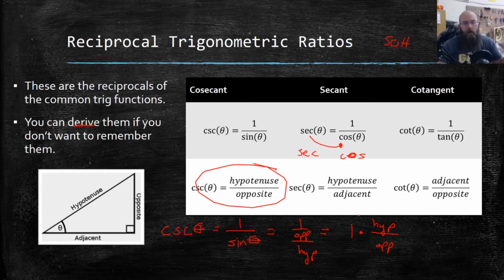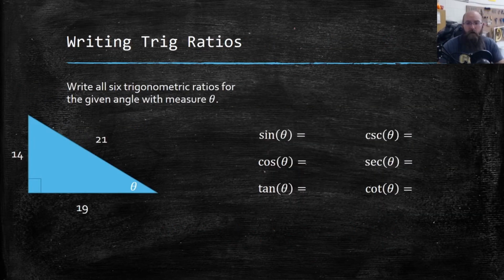Alrighty, let's go on and check out an example. So sine, opposite over hypotenuse. Opposite of my theta is this 14. So 14 over my hypotenuse, which is 21. And then cosine, or CAH, adjacent over hypotenuse. So my adjacent, or next to side, is 19. My hypotenuse is 21.